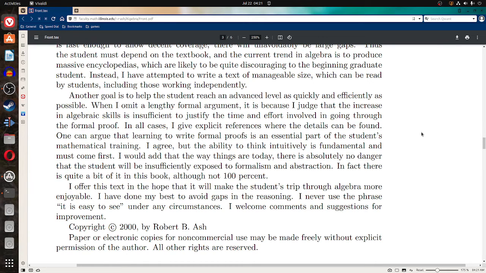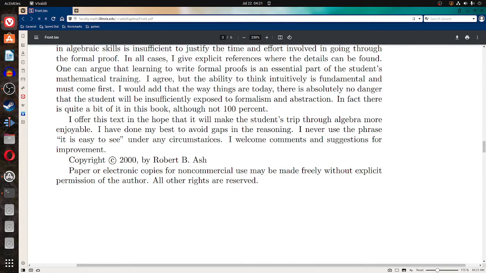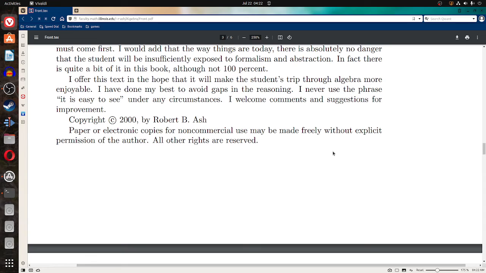I would add that the way things are today, there is absolutely no danger that the student will be insufficiently exposed to formalism and abstraction. In fact, there is quite a bit of it in this book, although not 100%. I offer this text in the hope that it will make the student's trip through algebra more enjoyable. I have done my best to avoid gaps in the reasoning. I never use the phrase, "it is easy to see," under any circumstances. I welcome comments and suggestions for improvement.